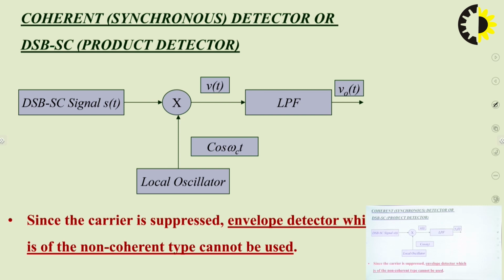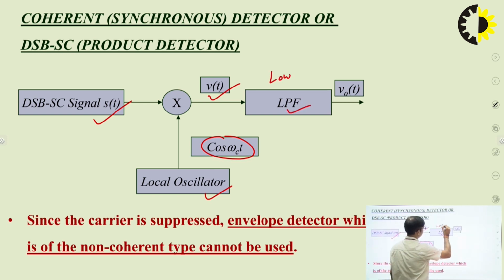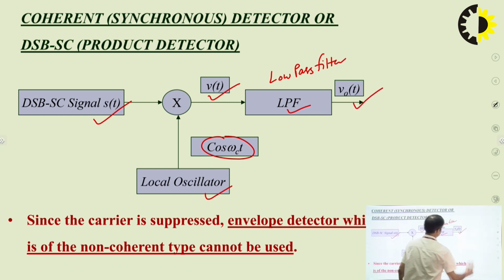This is our double sideband suppressed carrier signal s(t), and here we have a local oscillator at the receiver end which is generating the signal cos(omega c t), that is the carrier frequency. The output of these two is denoted by v(t), which when passed through the low pass filter gives us the final output v0(t), which is our message signal.